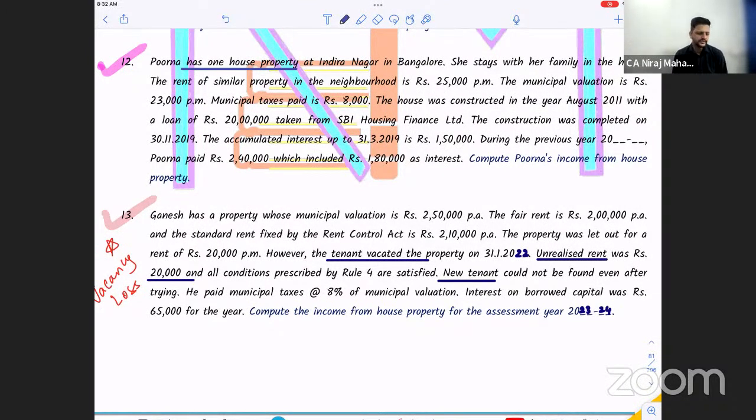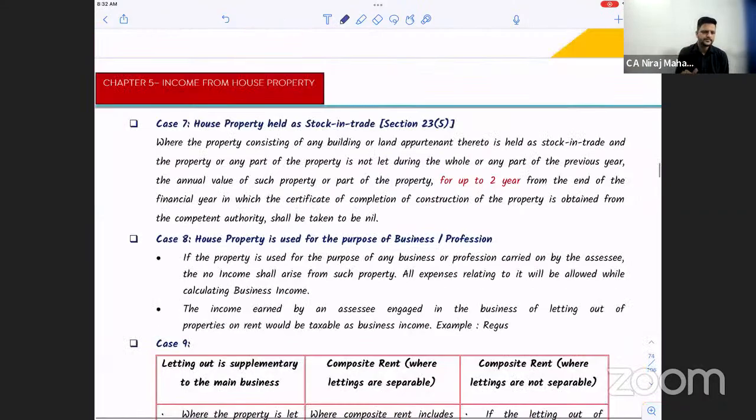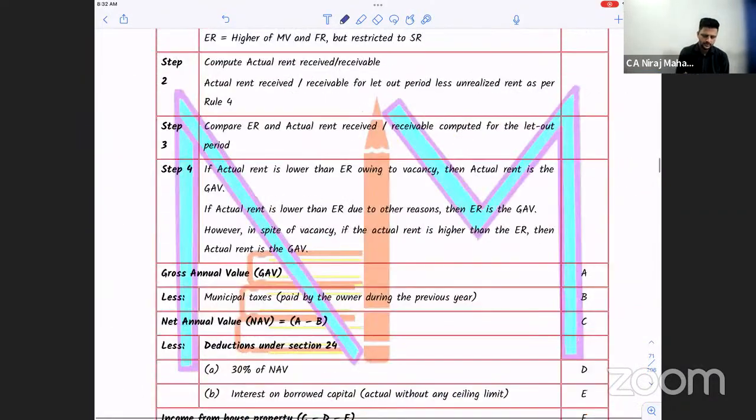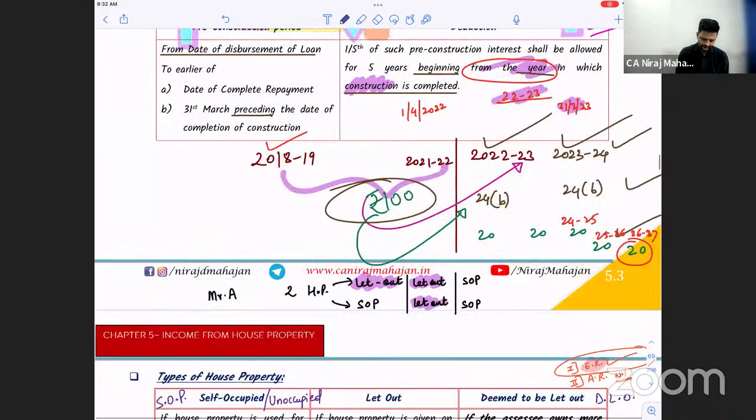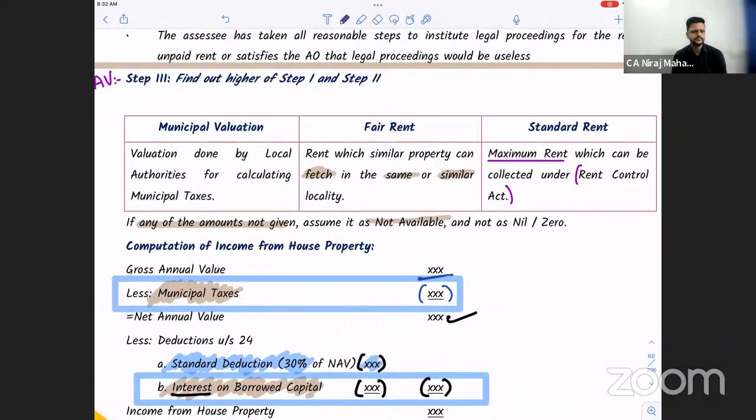You don't read all the words in the textbook, do you? What is fair rent? Fair market value means what? What is MVFR subject to SR? What are the full forms? MVFR subject to SR. Rent which a similar property can fetch, meaning get, in the same or similar locality.